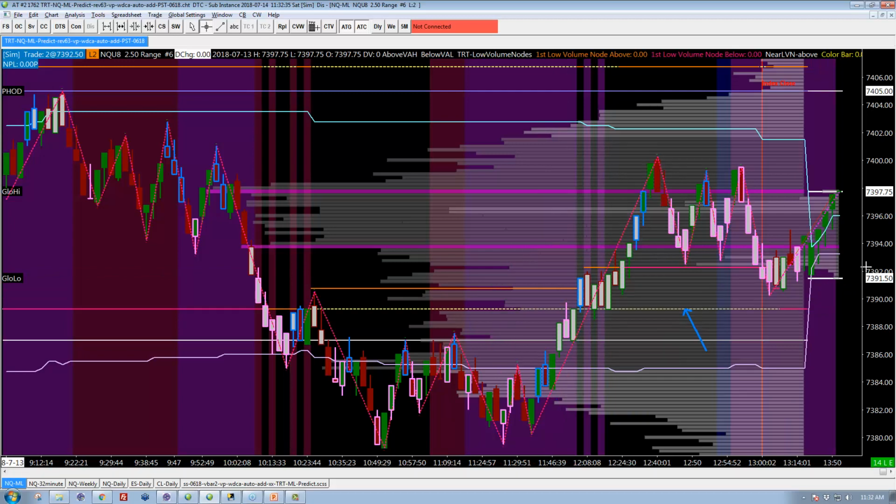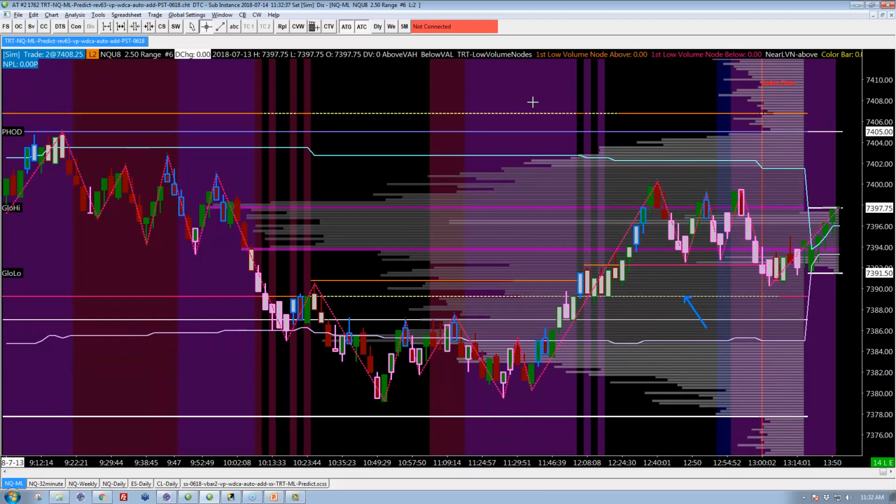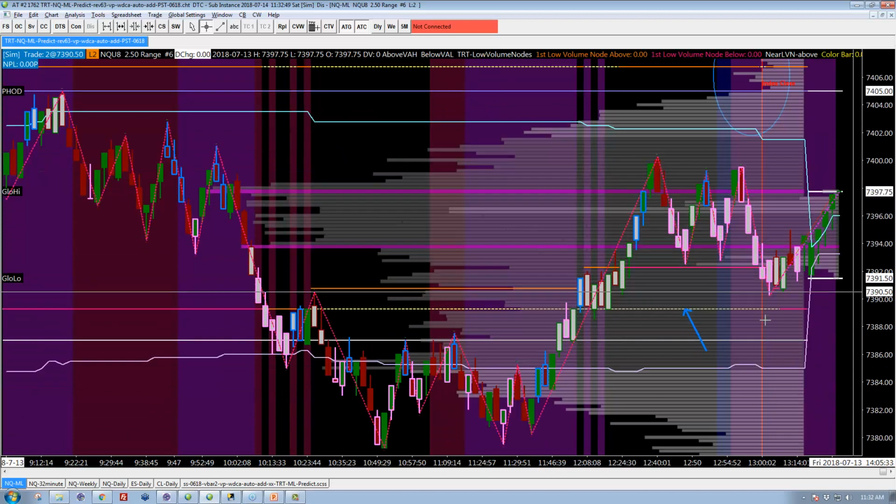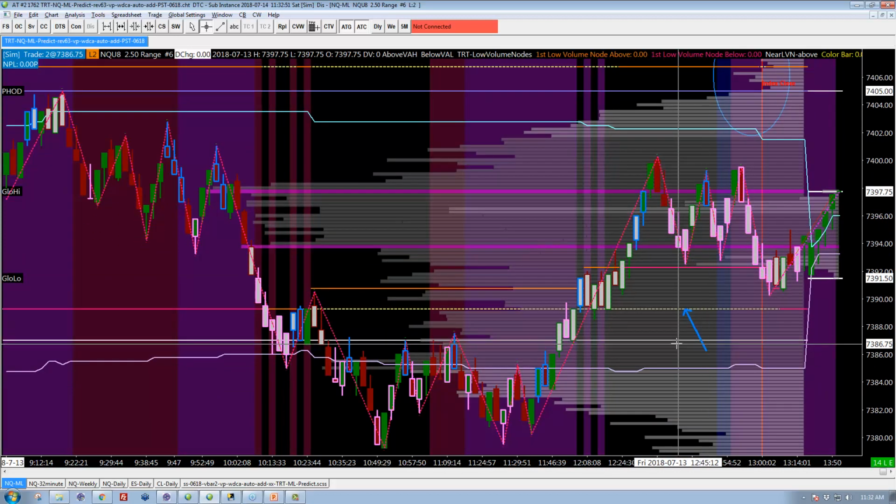And is that the only one? There's another one up here. Again, up here at the edge, there's a low volume node. So in this zone of prices, this is the one that had the lowest. This is this dashed yellow line. But what I want is to know where those yellow lines were throughout the day.